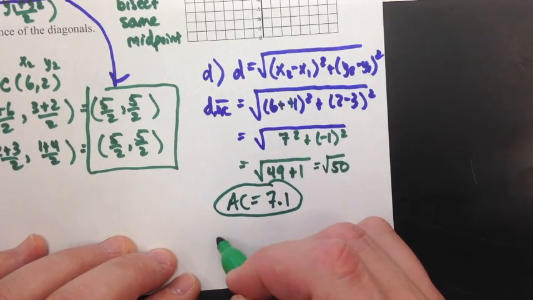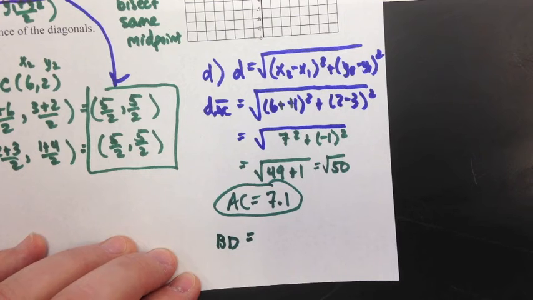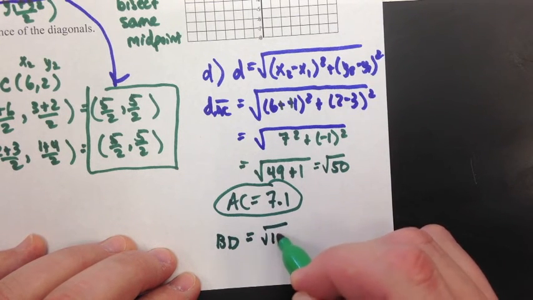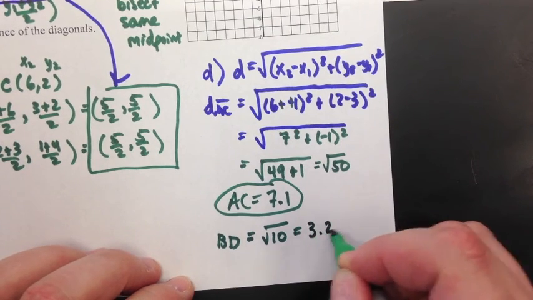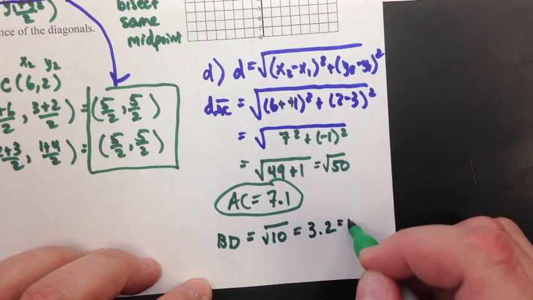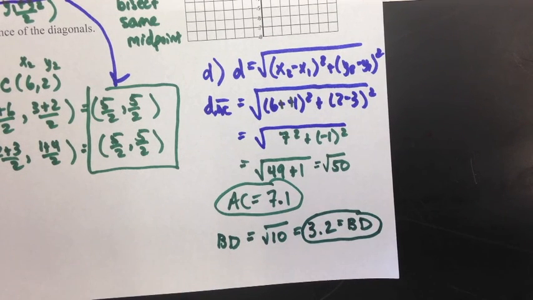The distance of BD, okay, if you go through this process again, then what's going to happen is you're going to get the square root of 10. And the square root of 10 is 3.2. Okay, if you don't believe me, you can certainly check this yourself. Go ahead and do the distance formula and see if you verify what I have. And that's it for the notes.